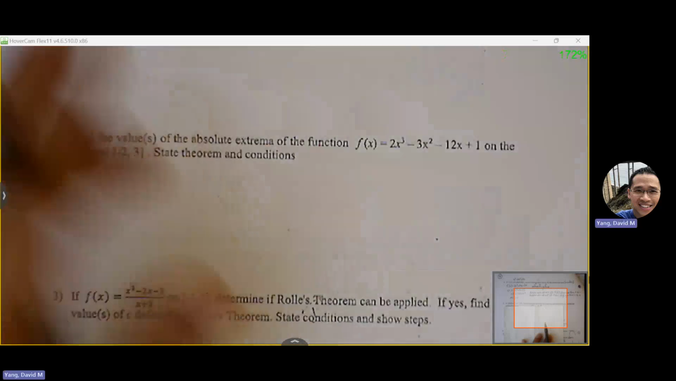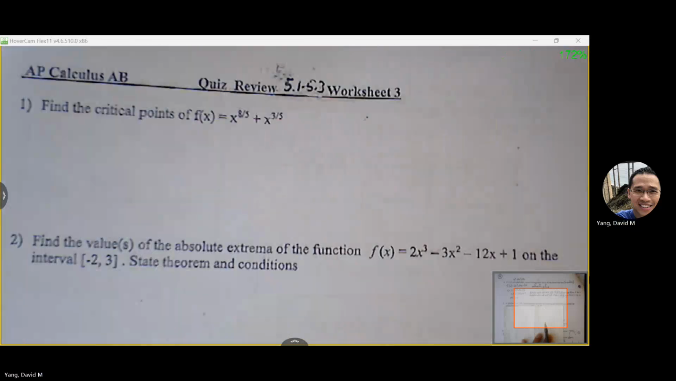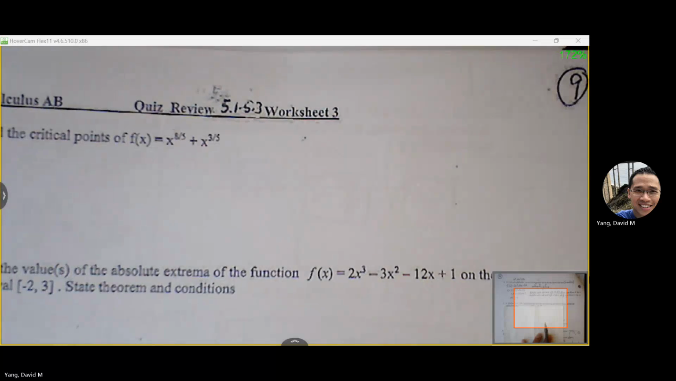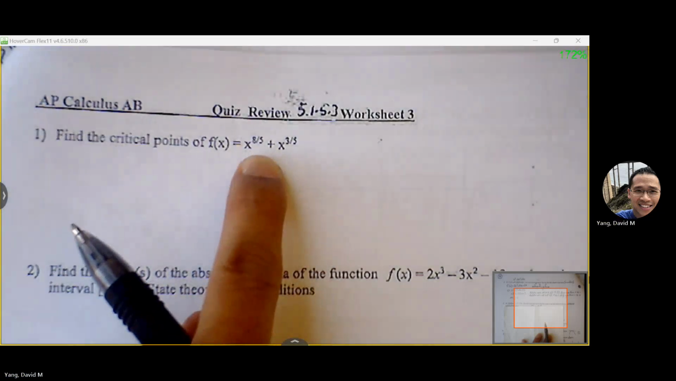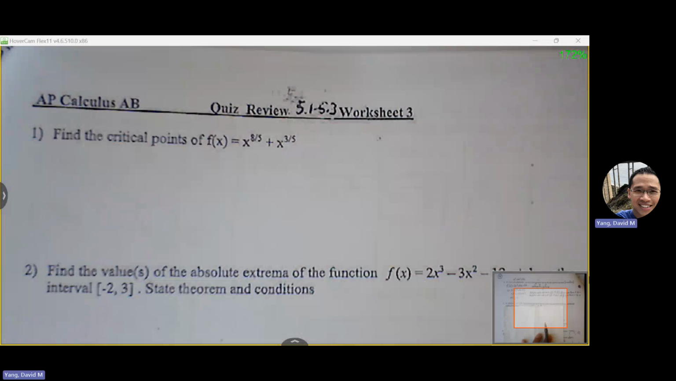This is find critical points. Number 1. So what's our big picture here? If this says find critical points, we're going to do what? Find what first? Derivative, and then we do it with a derivative.